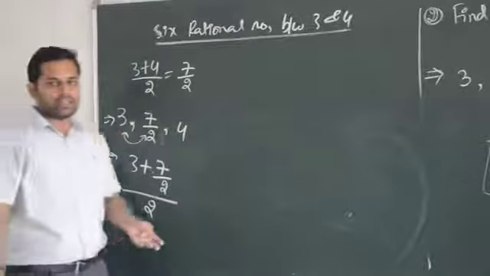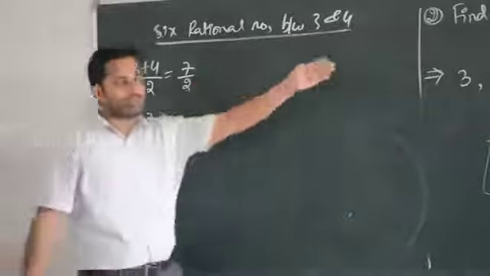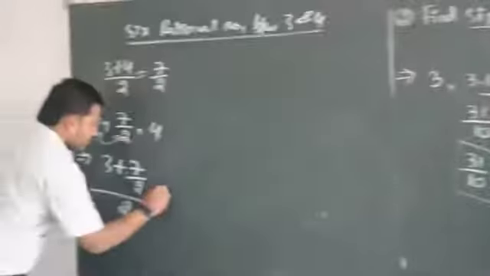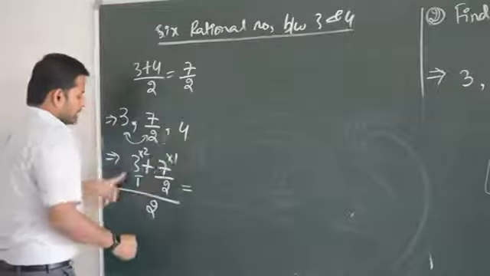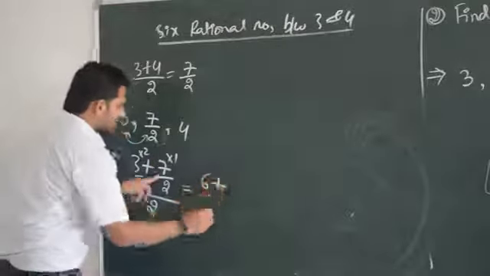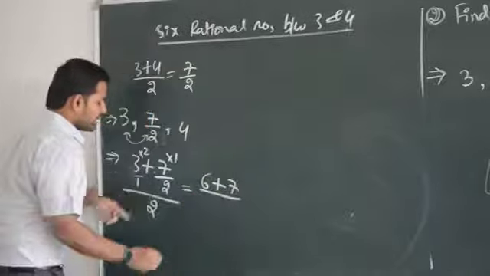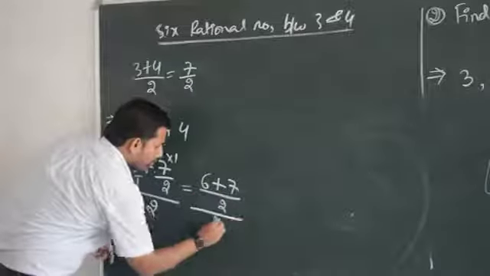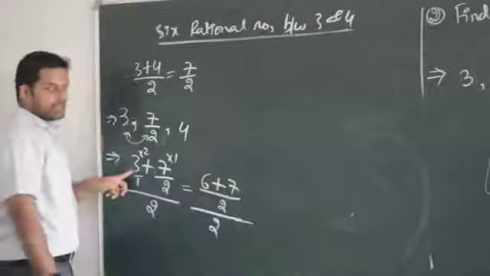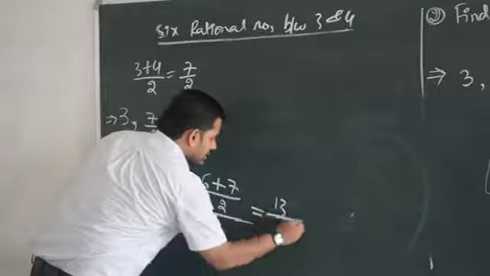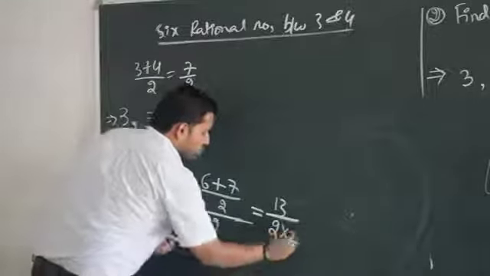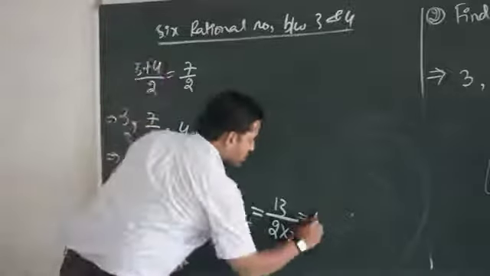This is a very difficult method, no? Instead of that, you can follow that simple method. Let me do this also. So the LCM is 2. 1 2s are 2, 3 2s are 6. So 6 plus 7 divided by 2, all divided by 2. Are you getting my point? This is in the numerator. So it becomes 6 plus 7, that is 13, 13 divided by 2, and here also it will be multiplied, 2 into 2. So it becomes 13 divided by 4.